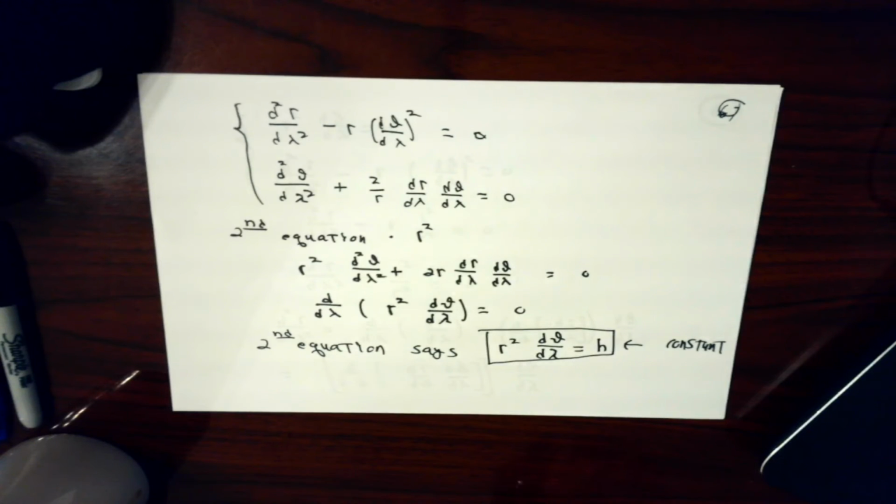What follows is a great deal of calculus using chain rules. I'm just going to talk very quickly about this. If you take the second equation and multiply it by r squared, you see that you can write it as an exact differential, as they used to say. This tells me that r squared d theta d lambda must be a constant, which I'm going to call h. If lambda were time, this would be the angular momentum per unit mass.